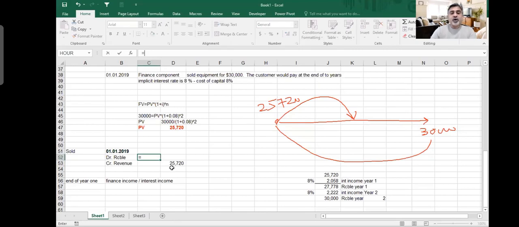And by the way, you should always remember one key rule. Always remember, this is for sure. You will never forget whether it is interest expense or interest income. Interest is never recognized at the beginning of the period. Interest is always recognized at the end of the period. Interest is accrued at the end of the period.